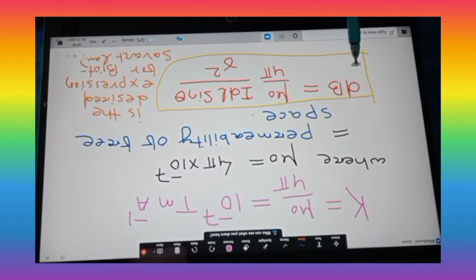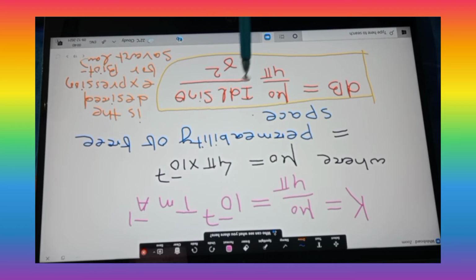And here the magnetic field dB is equal to mu 0 upon 4 pi into I into dl into sine theta upon r square, which is the desired expression for the Biot-Savart law.